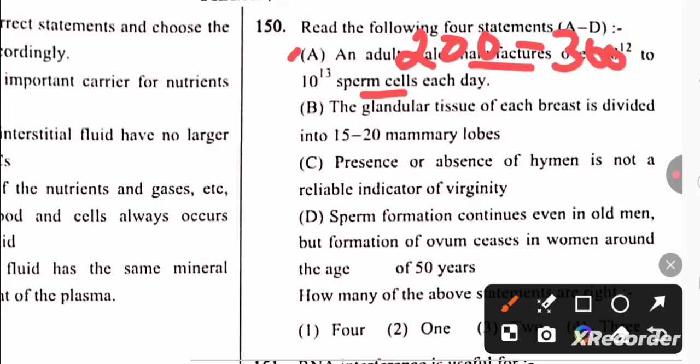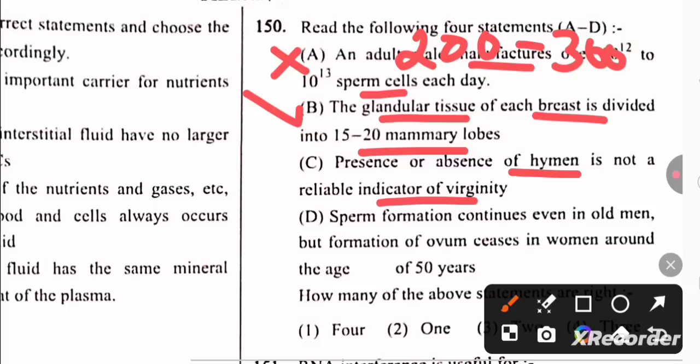The glandular tissue of each breast is divided into 15 to 20 mammary lobes. Right statement. Presence or absence of hymen is not a reliable indicator of virginity. This is also right. Sperm formation continues even in old men, but formation of ovum ceases in women around the age of 50 years. So this is also right.